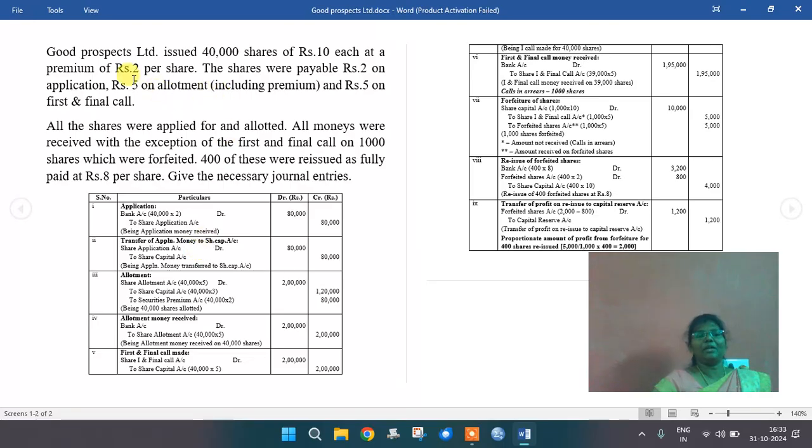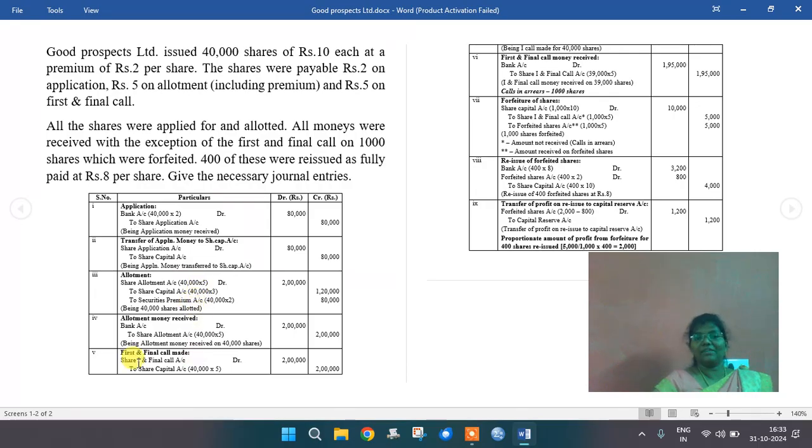So, including premium, the allotment value is 5. So, for share allotment 40,000 into 5 you are getting 2 lakhs, and the value of the allotment is only 3 rupees. Okay, so 40,000 into 3 it is 1,20,000 and the premium amount is 2 rupees. So 40,000 into 2, 80,000. So with this the allotment entry gets over and this amount will be received.